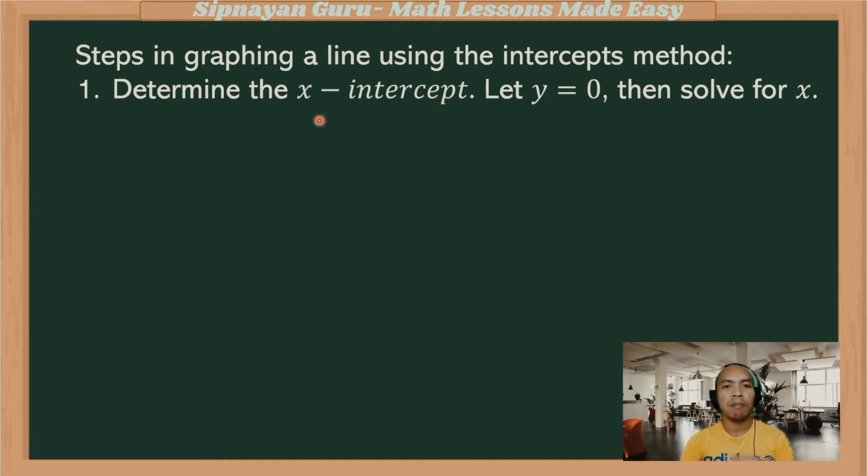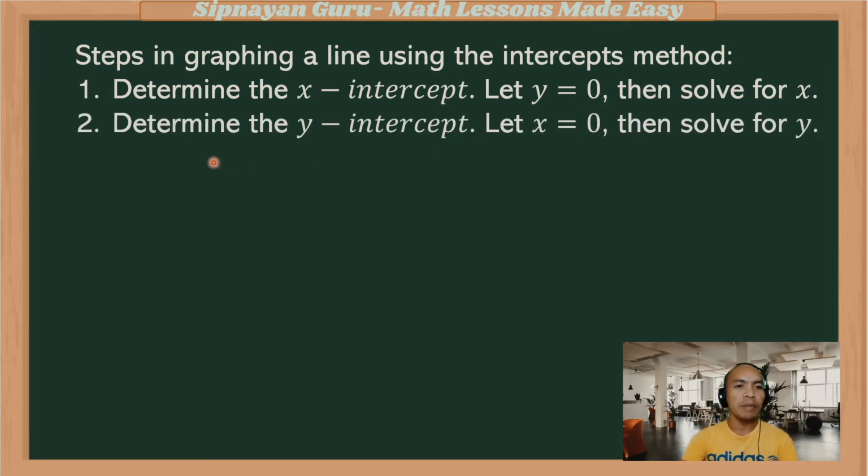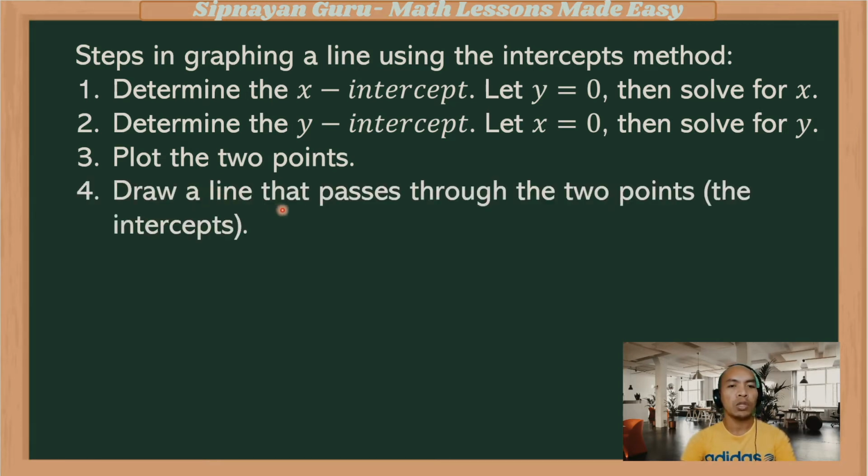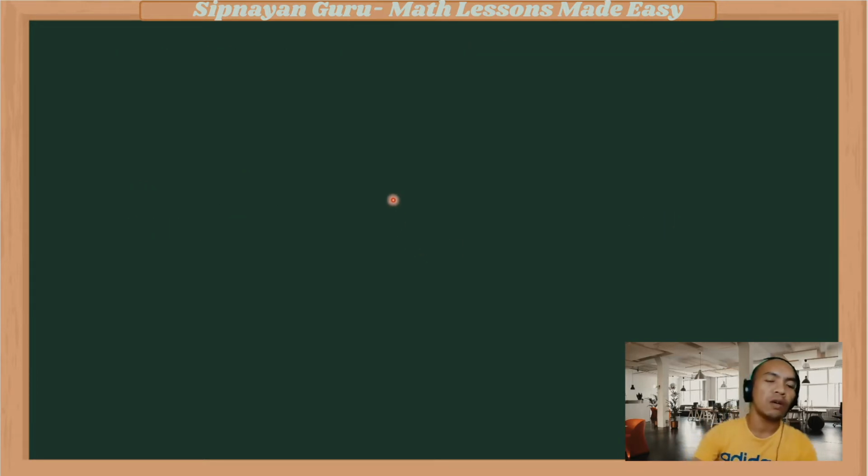Since the x-intercept is the value of x when y is equal to 0, we will now let y equal 0 and we will solve for x. Then similarly, we are going to find the y-intercept. So we will let x be equal to 0 and then solve for y. After having these two coordinates, the x and y-intercepts respectively, we are going to plot them in the Cartesian plane and draw a line that passes through these points. That is the graph of the equation of the line.